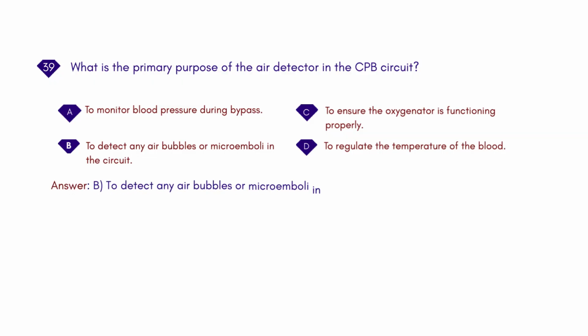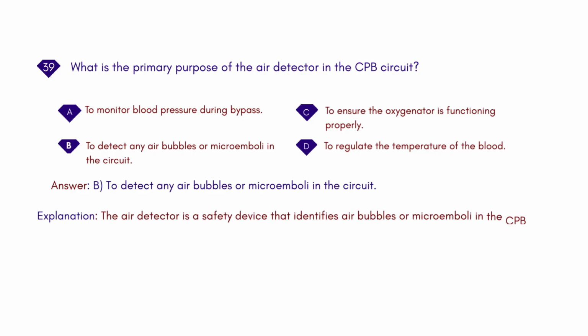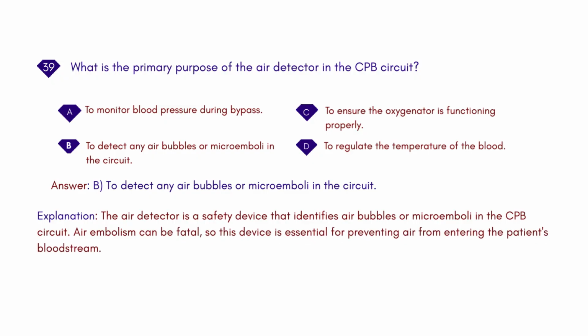Answer: B. To detect any air bubbles or microemboli in the circuit. Explanation: the air detector is a safety device that identifies air bubbles or microemboli in the CPB circuit. Air embolism can be fatal, so this device is essential for preventing air from entering the patient's bloodstream.